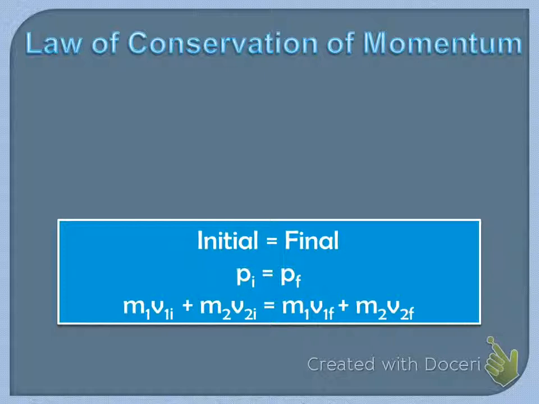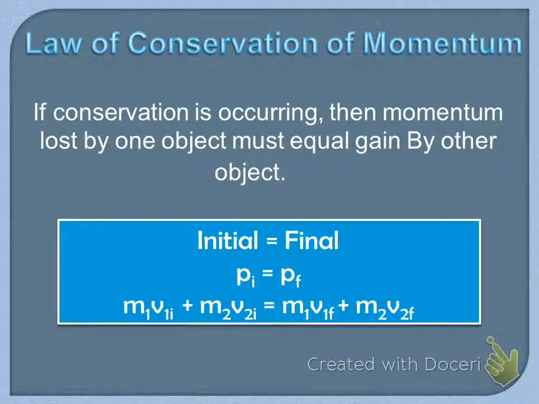Okay, so the law of conservation of momentum very basically says if conservation is occurring, then momentum lost by one object in a system must equal the gain of the other object in the system. So we have our formula here, which was on your lab yesterday and on your lab instructions yesterday, and which we also had encountered last week. And essentially, it's just that the initial momentum has to equal the final momentum. So our initial has to equal the final momentum.